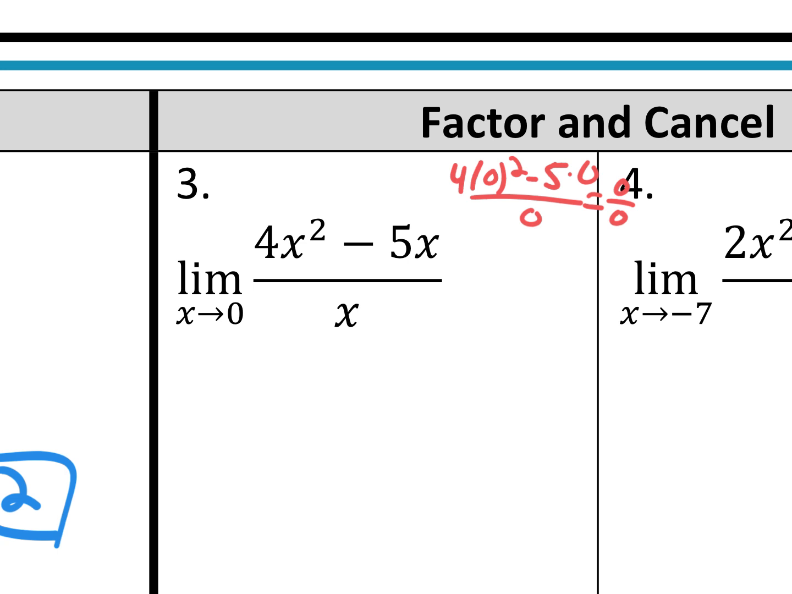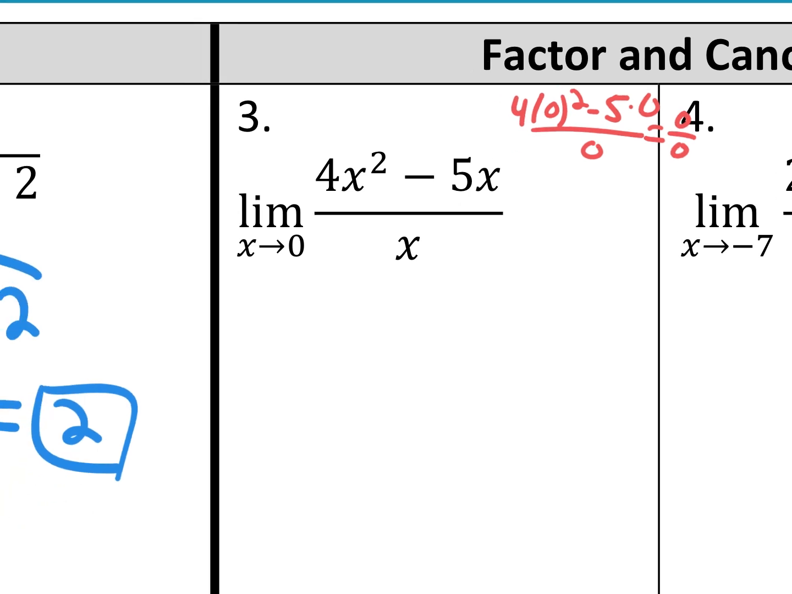Now, you guys, when plugging in, might run into a lot of 0 over 0s. That doesn't mean the limit doesn't exist. A lot of times it does exist, right? So the next best thing that you would do is try to simplify a little bit more. How do we simplify this function right here? Okay, good. We can take out an x.